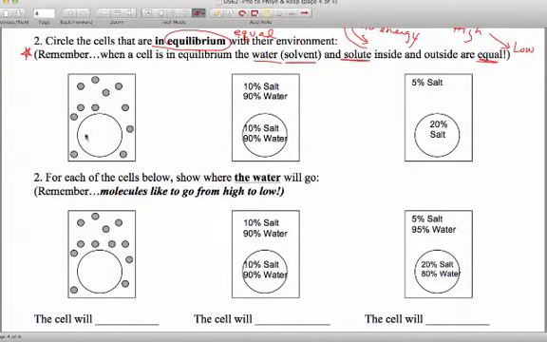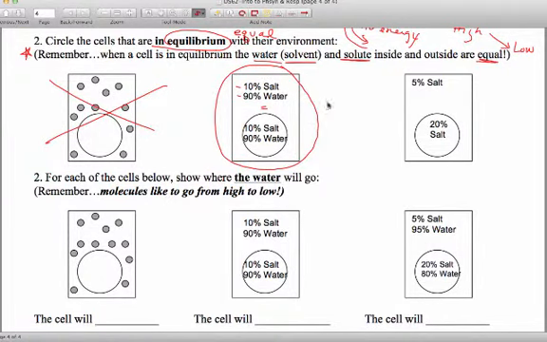So when I look at this first picture, clearly there's not a lot of solute on the inside. In fact, there's none, and there's a bunch on the outside. So this doesn't work for me. It's not equal on both sides. If I look at the middle picture, I notice that I have 10% salt on the outside, 90% water on the outside for a total of 100. If I look on the inside, I see the same totals, which means that these two are equal to one another. So this works for me, so I'm going to go ahead and circle this middle picture.